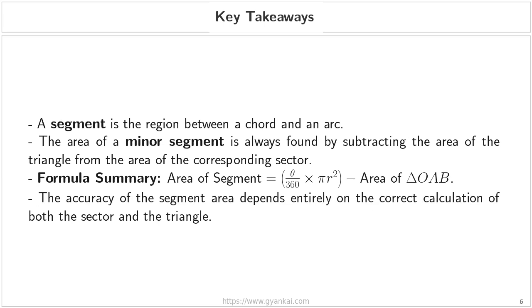Finally, a word of caution as you approach your exam problems. The accuracy of your final segment area depends entirely on how precisely you calculate those two individual parts. If your sector area or your triangle area is off, your final answer will be too. So, always double-check your trigonometry and your arithmetic. All right, we have reached the end of our lesson, so let's wrap everything up with some key takeaways to ensure you've mastered this concept. Great job today, keep practicing these subtractions, and you'll master this in no time.